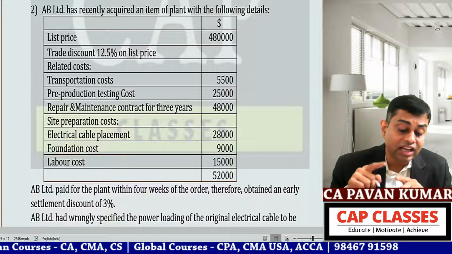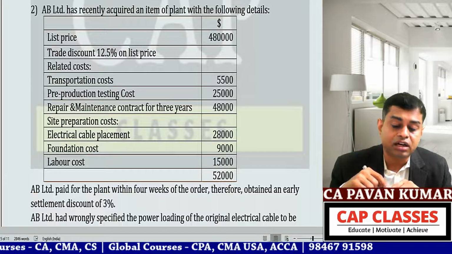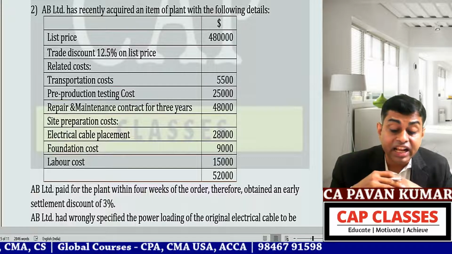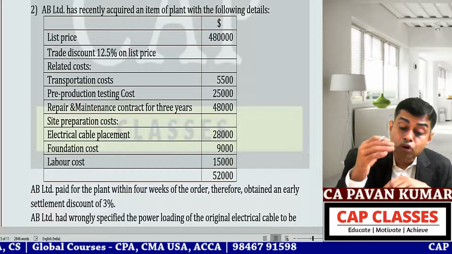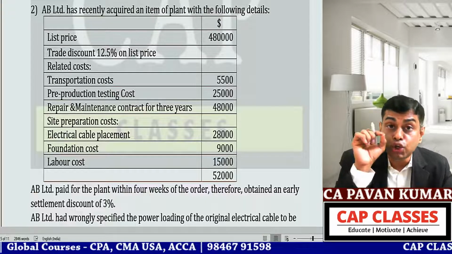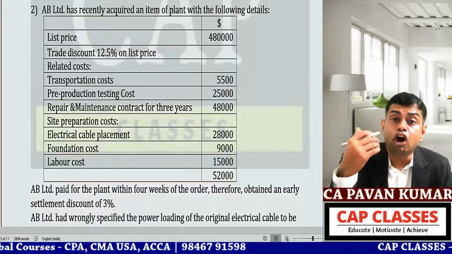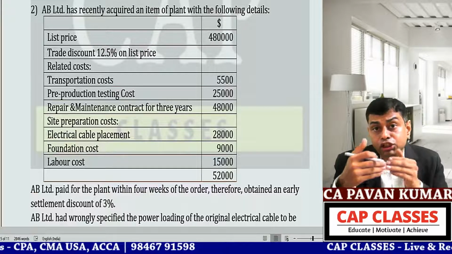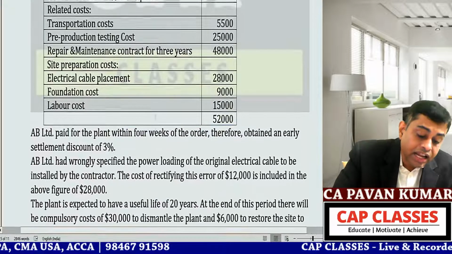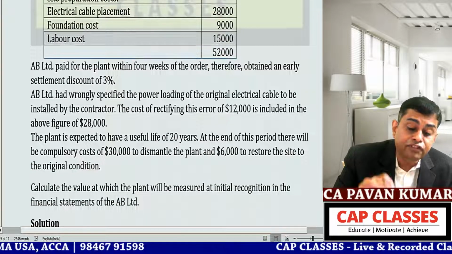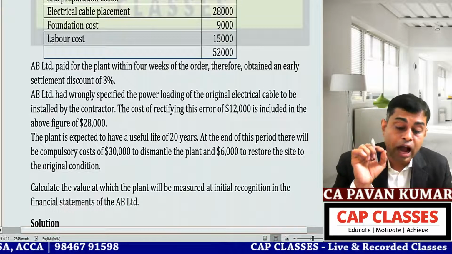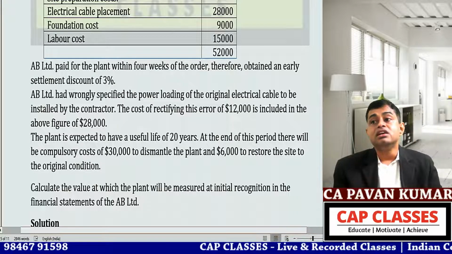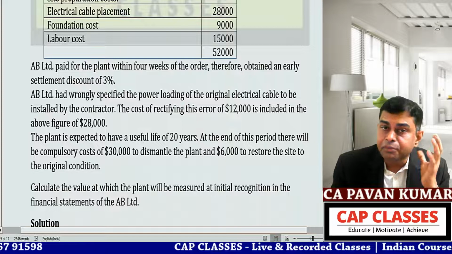Site preparation cost, electrical cable placement, 28,000. Then foundation cost 9,000, labor cost 15,000, total 52,000. So out of all these things, you have to calculate what is the amount that is to be included in the cost of the asset, what is the amount that should not be included. Then AB Limited paid for the plant within 4 weeks of the order, therefore obtained an early settlement discount of 3%. This is your financial management.